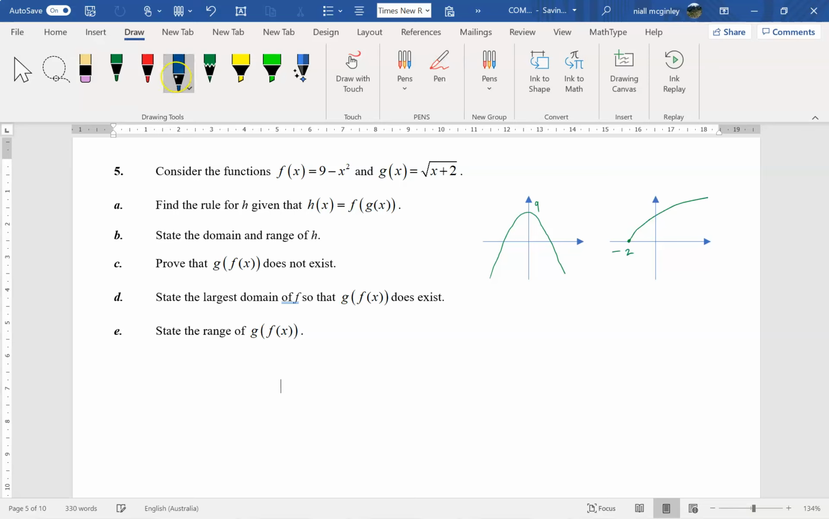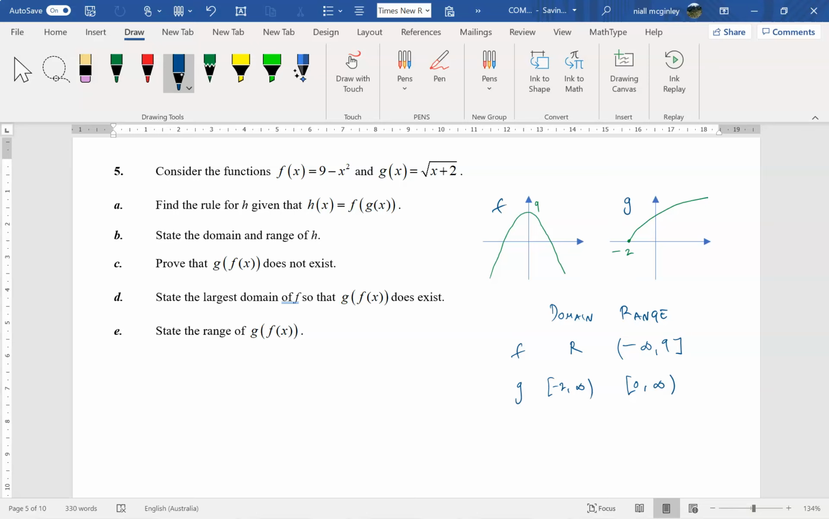So if we think about the domain and the range, we'll just label this. So let's call this f, so when I look at it, it'll be easy to see which one I'm using. If we think about the domain of f, it's going to be all real numbers. The range is going to be negative infinity up to 9. For g, my domain is going to be minus 2 to infinity, and my range is going to be 0 to infinity.